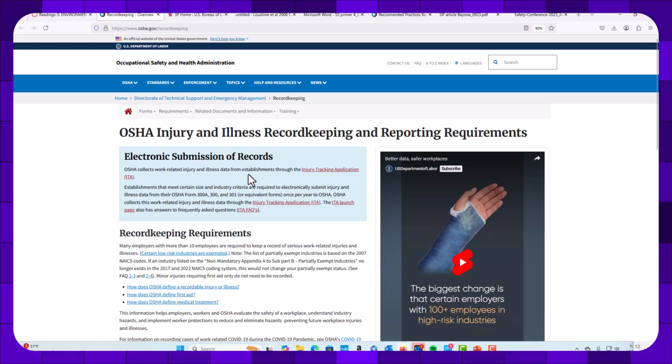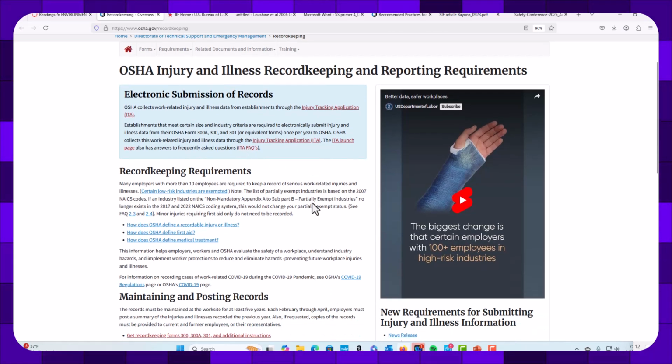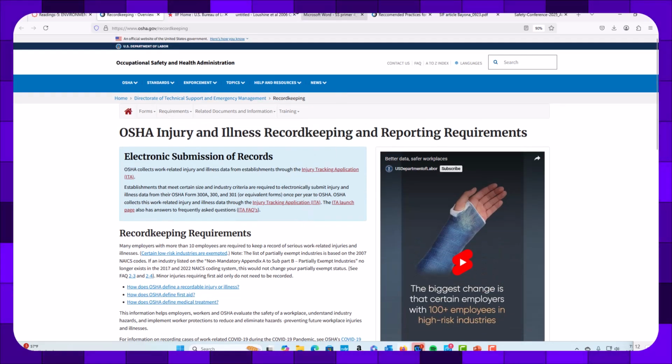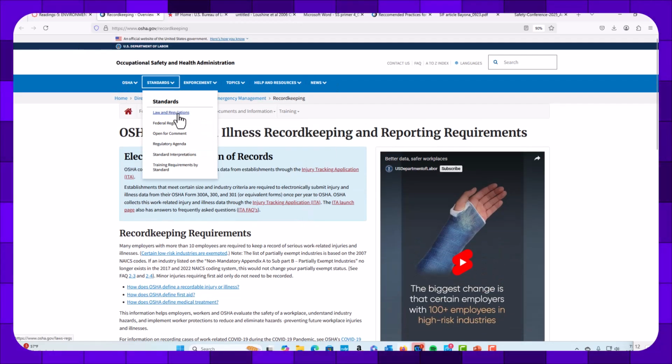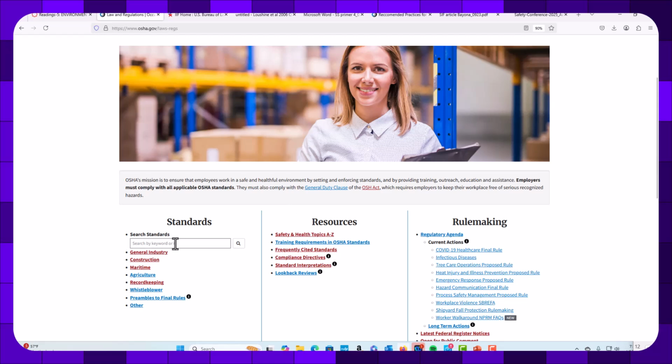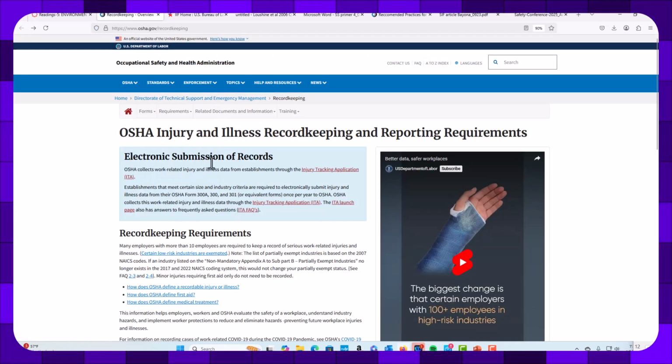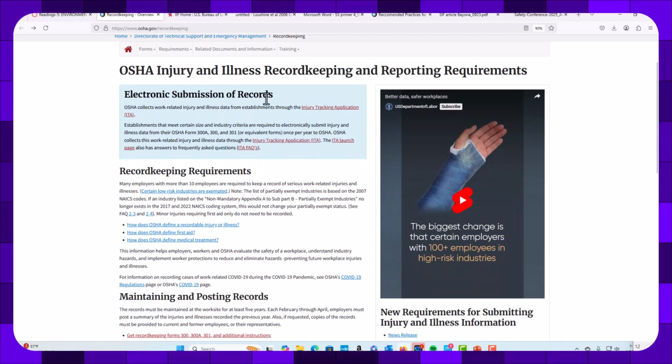Hopefully you do know what this is. If you don't, this is the OSHA website, and you can go check it out. All the record-keeping information is kept under 1904, which if you need to find that, it's under standards and then laws and regulations and then record-keeping. But I'm going to go to the record-keeping page here because that's really what I talk about, especially when it comes to electronic submissions. You have to submit your 300A.